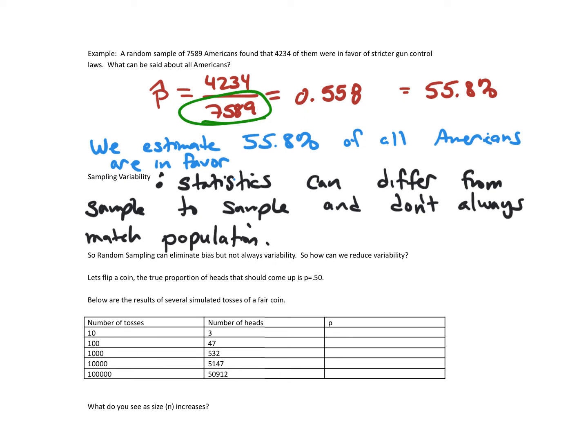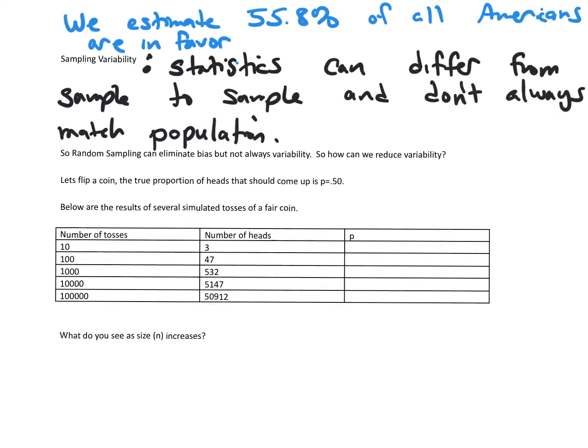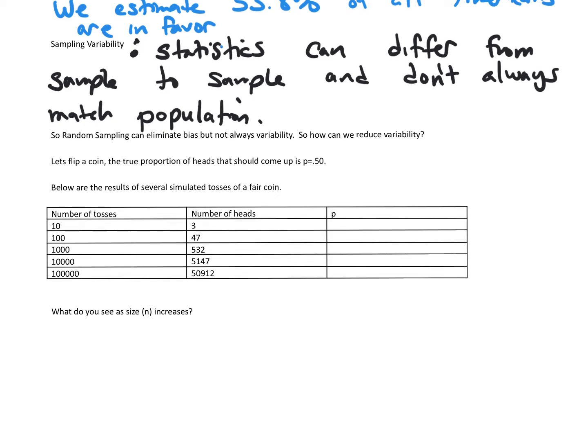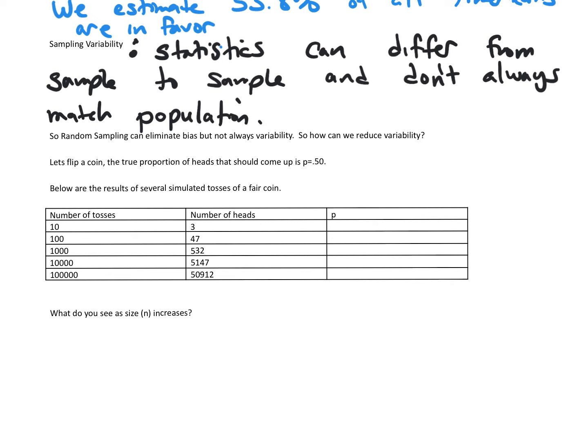We don't really like variability. We like to reduce it. So we have a couple ways to do that. So one way to reduce variability to kind of make it match the same parameter is to have a larger sample. So we can demonstrate this with just flipping a coin.